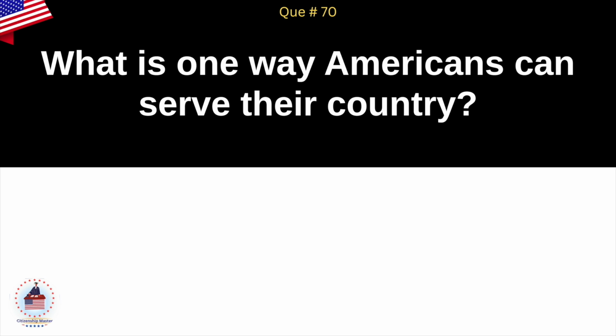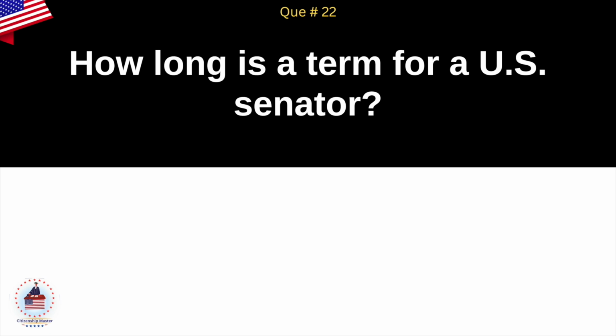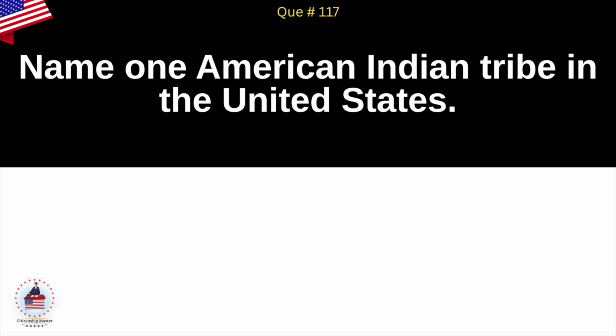What is one way Americans can serve their country? Vote. How long is a term for a U.S. Senator? Six years. Name one American Indian tribe in the United States. Cherokee.